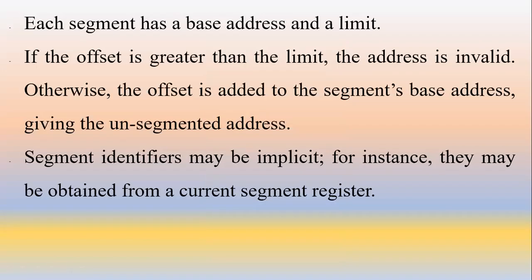Each segment has a base address and a limit. If the offset is greater than the limit, the address is invalid. Otherwise, the offset is added to the segment's base address, giving the unsegmented address. Segment identifiers may be implicit. For instance, they may be obtained from a current segment register.